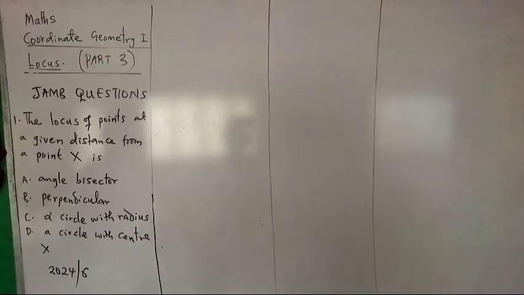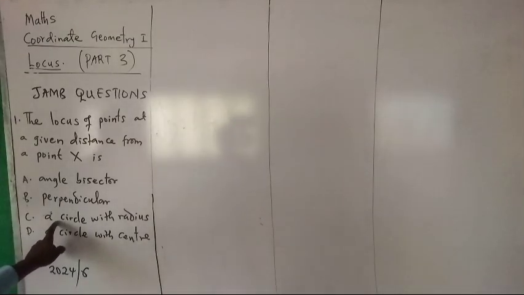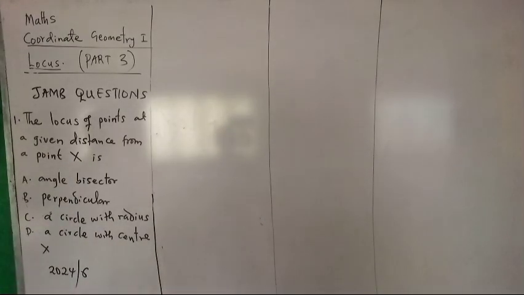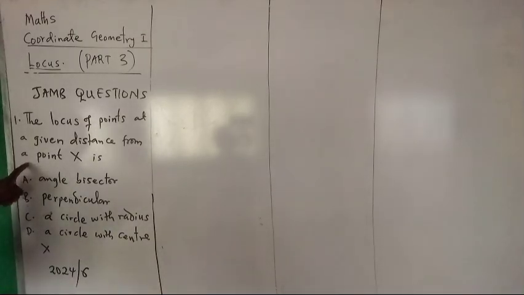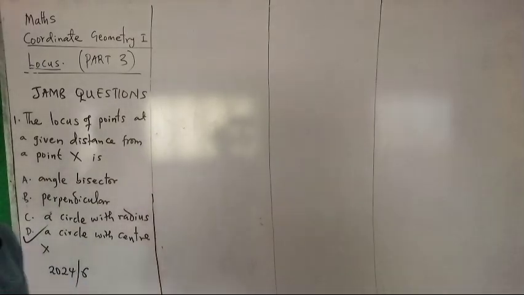Now, option C, a circle with radius. This option C cannot be considered, the reason being that the question does not give us a radius. The question says a locus of points at a given distance from a point x. So they don't give us a radius. Now, option D, a circle with center x, and it must be option D because that is the locus of points equidistant from a fixed point, and the point is the center x. So option D is correct.